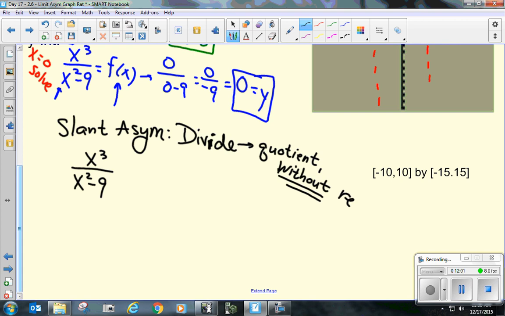Without the remainder. I don't care about the remainder. I just want the actual quotient. I want the number without the remainder. So I'm going to divide these.